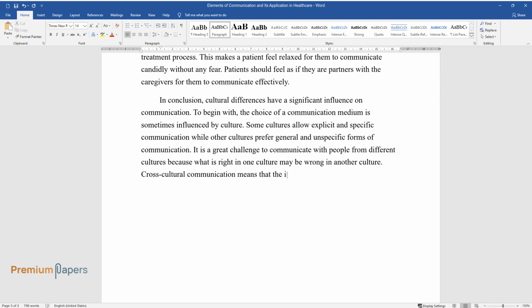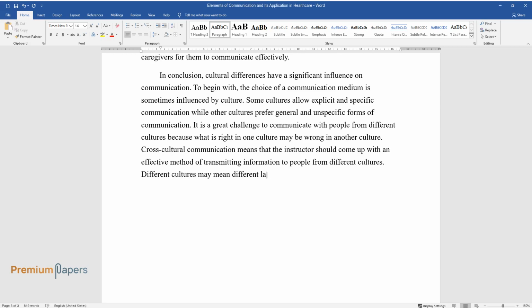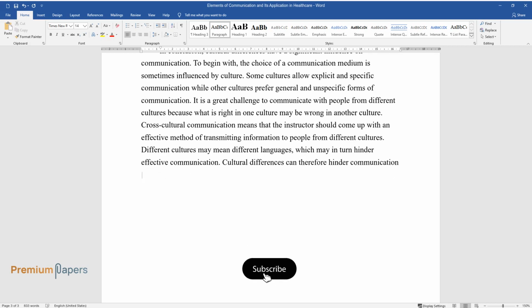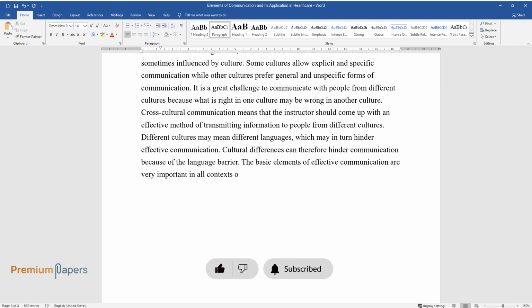Cross-cultural communication means that the instructor should come up with an effective method of transmitting information to people from different cultures. Different cultures may mean different languages, which may in turn hinder effective communication. Cultural differences can therefore hinder communication because of the language barrier. The basic elements of effective communication are very important in all contexts of communication.